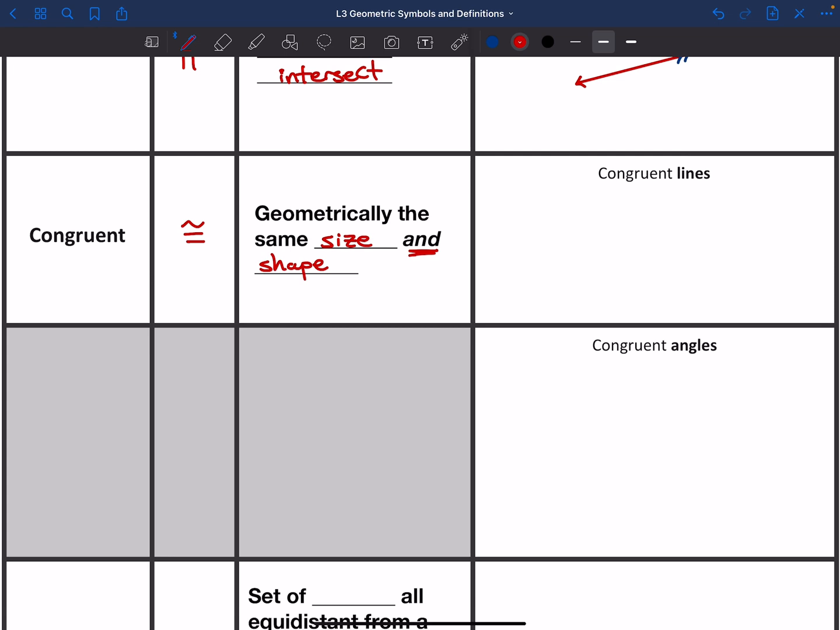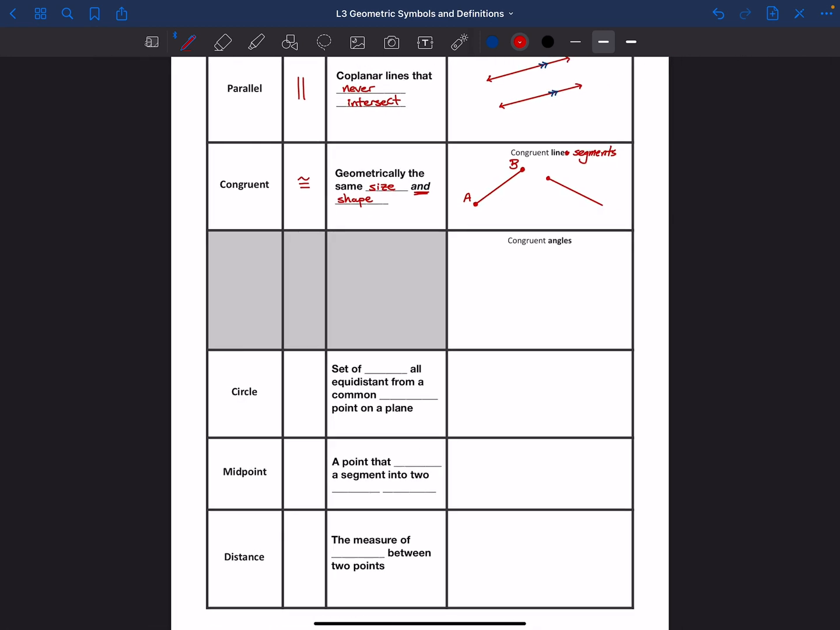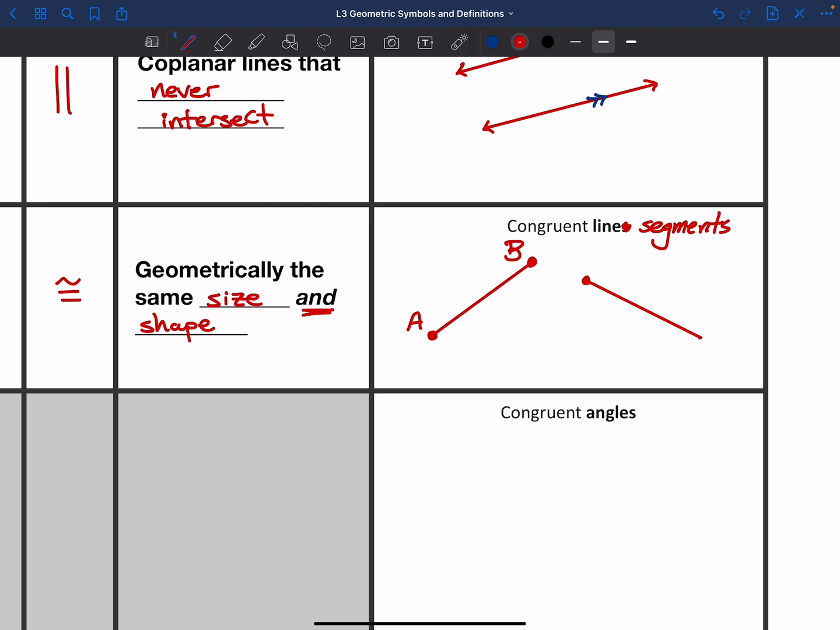So as far as congruent lines go, you would actually probably say congruent line segments. I might make that correction on there. So if I had congruent line segments, that just means that I have one line segment over here. Say that it goes from A to B. Somewhere else in this little box, I'm going to draw another line segment that hopefully is around the same length. We'll zoom back in there. And I'm going to call that one CD.